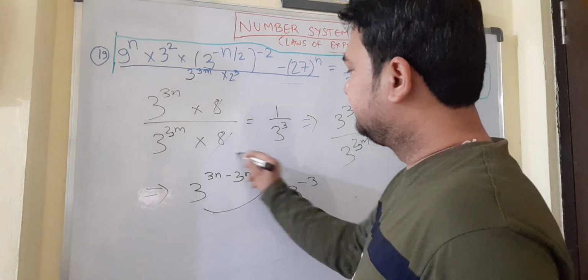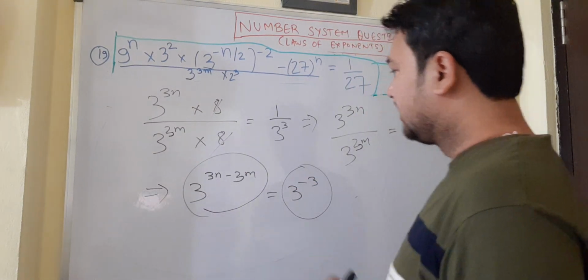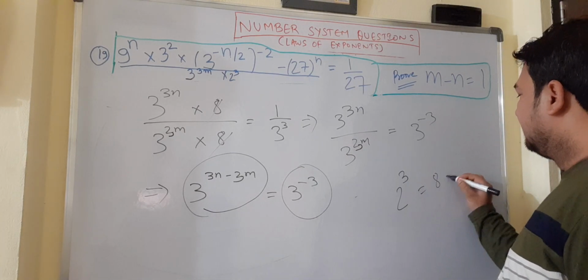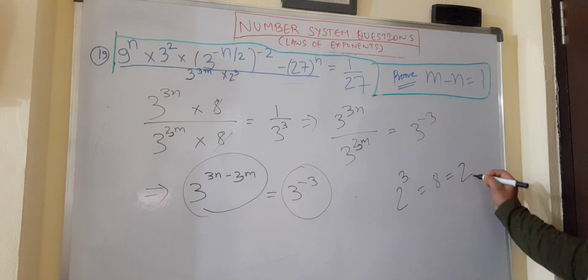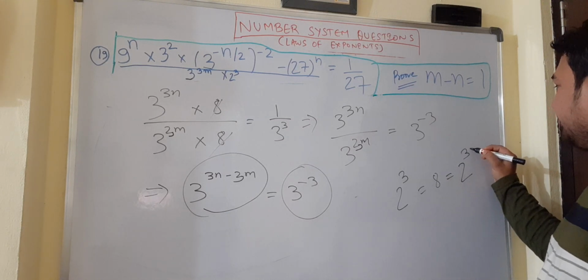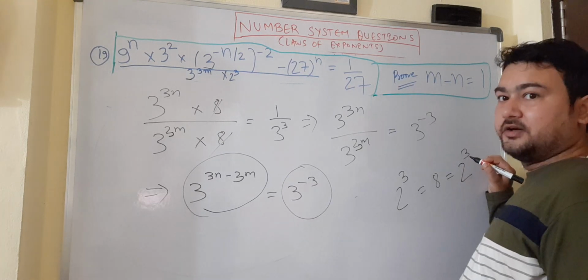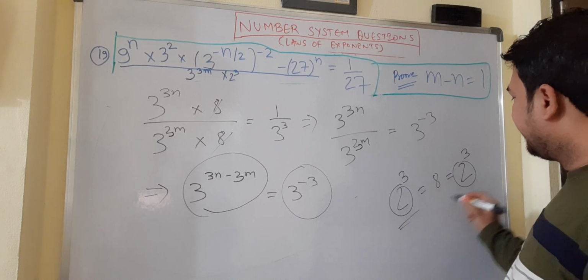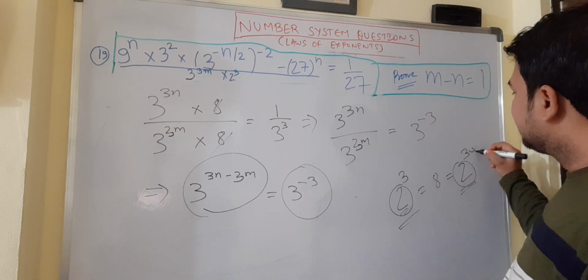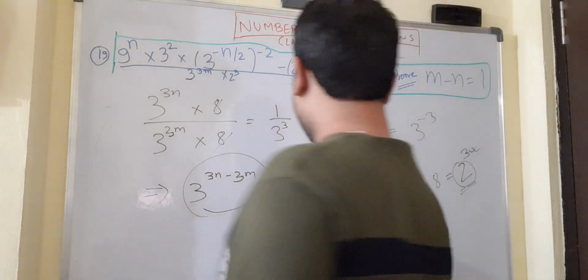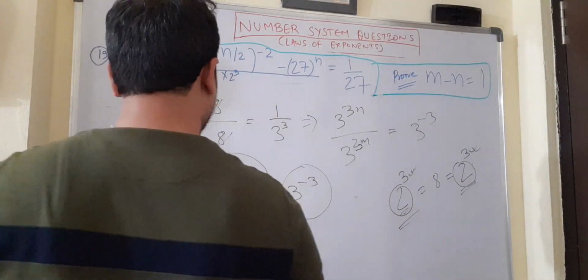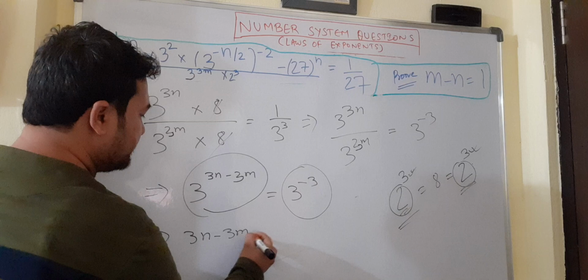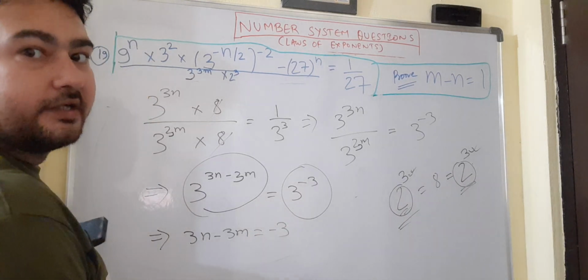Now compare these two. If I say 2 to the power 3, that means 8. If we want to express it in terms of 2 only, then the power will only be 3. It cannot be 4, it cannot be 5, it cannot be 1, it cannot be 2. So if both values are same and the base is same, the exponents must be same. Here both these values are same, their base is same, so the exponents also should be same. 3n minus 3m, this exponent should be equal to this exponent, correct?